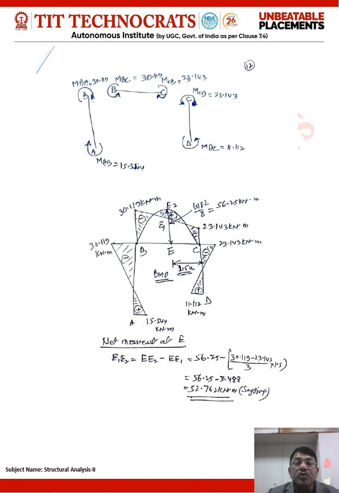Understand that we are assuming that when the column is bulging inside, the moment would be taken as positive, and if the column is bulging outside, then the moment would be taken as negative. For beams, sagging is positive, hogging is negative.